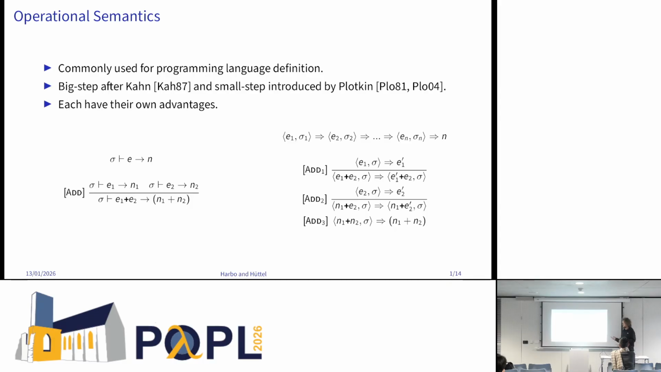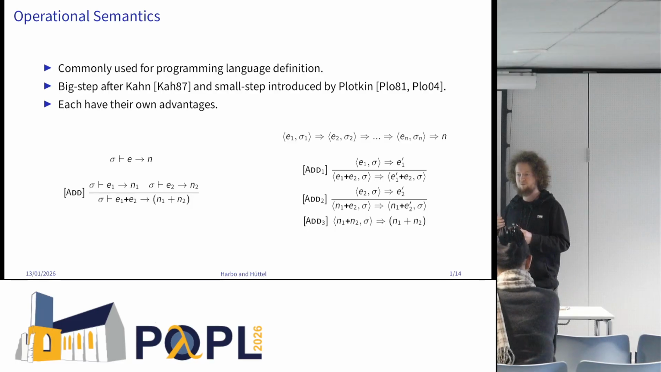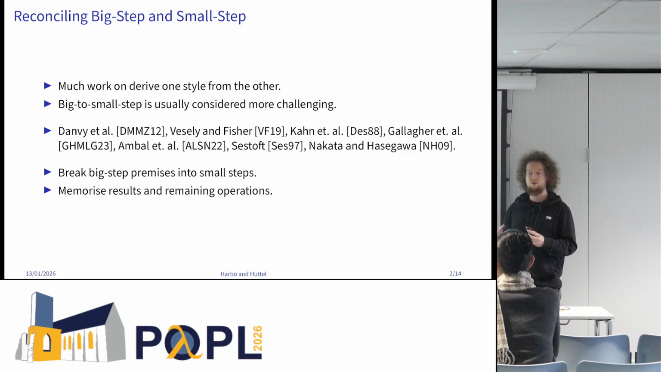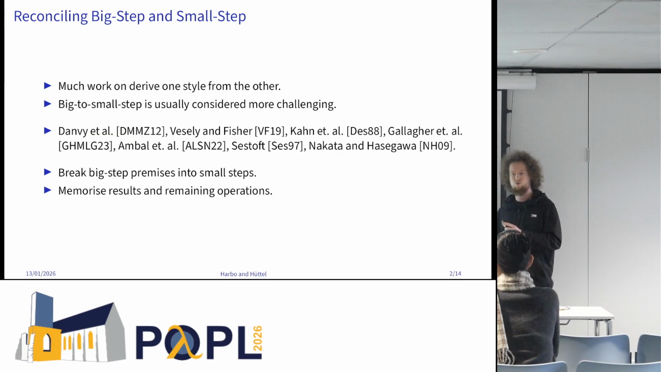parallelism. Another advantage of the big step rules is that they more resemble how someone would implement an interpreter, so using a big step semantics gives a more natural transition from specification to implementation. Due to their distinct advantages, there has been a lot of work on reconciling the two styles by deriving one style from the other. In this line of work, we typically see the big step to small step conversion as the more challenging direction, and this is also what we've been working with in this work.